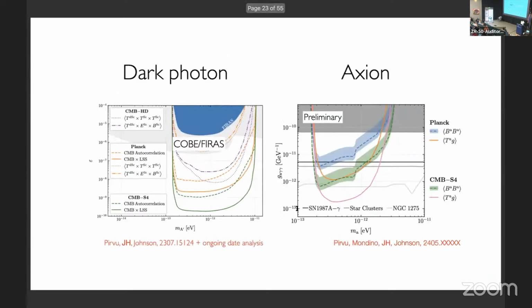We forecasted the sensitivity of present and future experiments on these new anisotropies. On the left, we have the dark photon, where we see that even with existing data, we can do an order of magnitude better than the existing constraint. While on the right for the axion, if we work very hard, we can compete with the astrophysical constraint that mostly comes from Ben Safdi's group here.